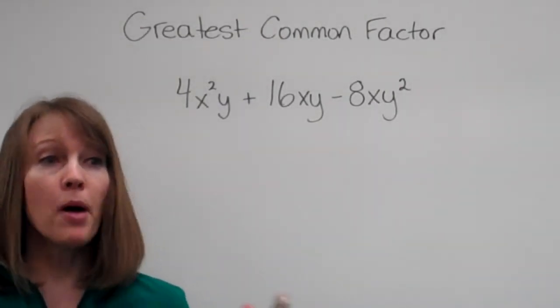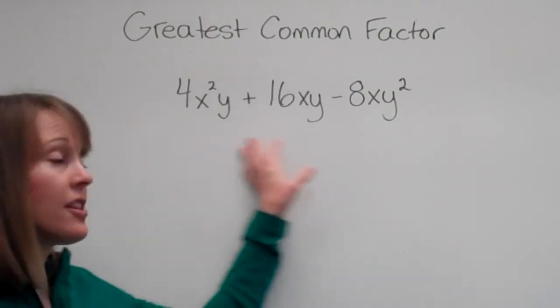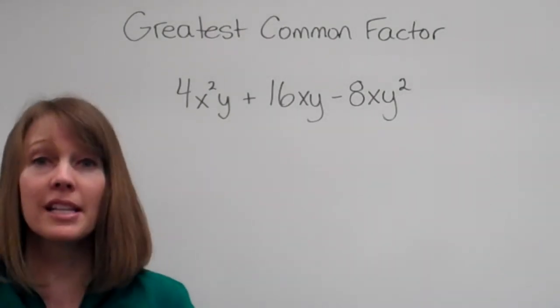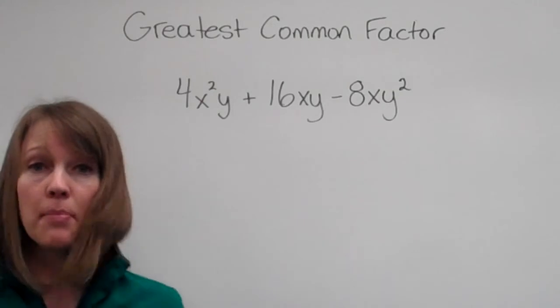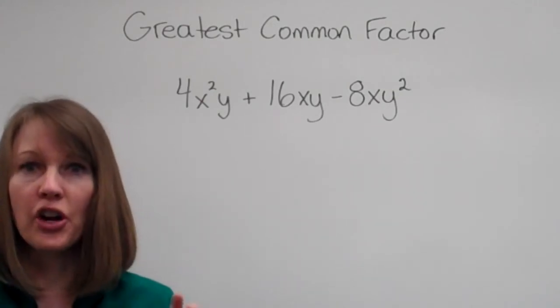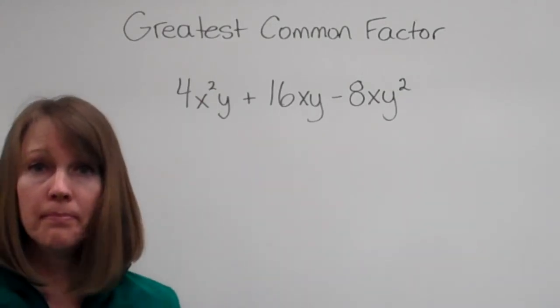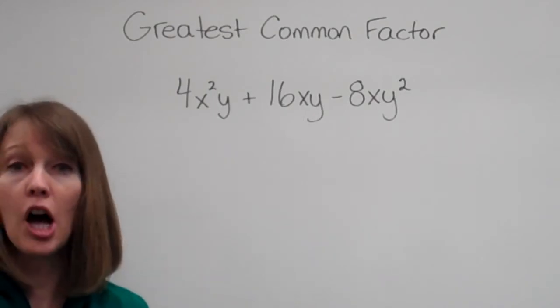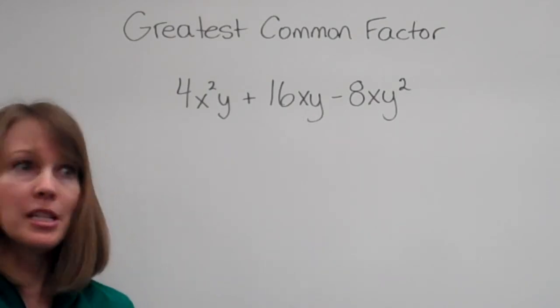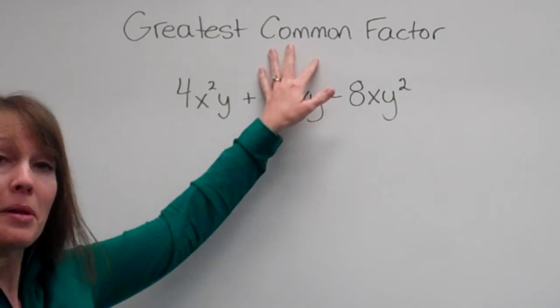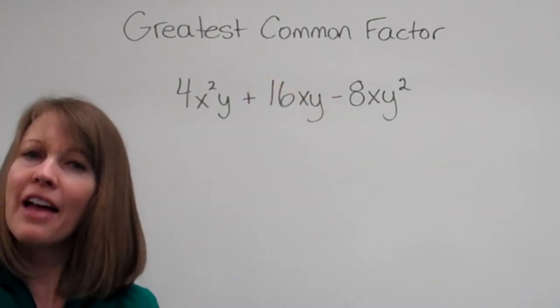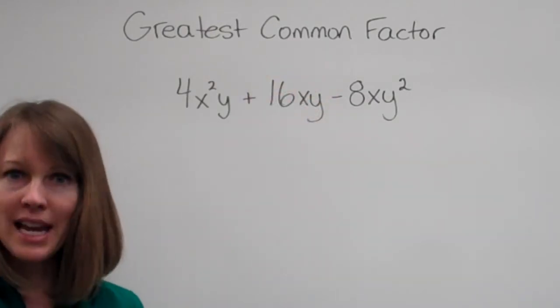Right up till this point, we've been multiplying things together to get answers that look like this. Now we're going to start factoring, and we're going to take it apart and see what we multiplied together to get this answer. We're going to do that by doing the greatest common factor. Remember, greatest meaning the largest, and common meaning what they share, and factors are the things we multiply together.